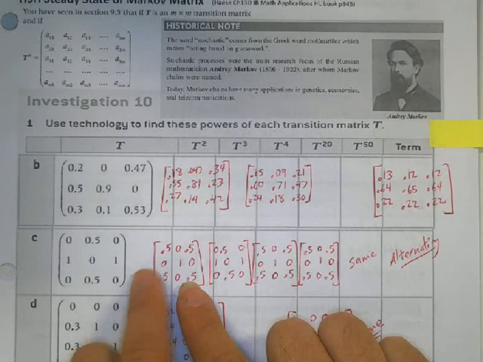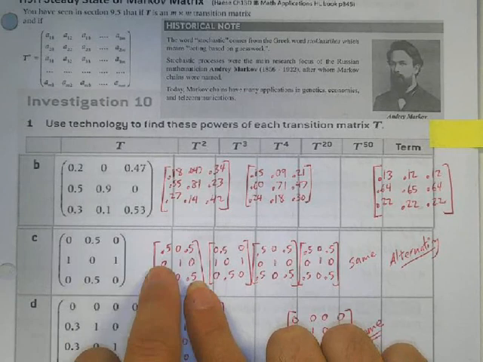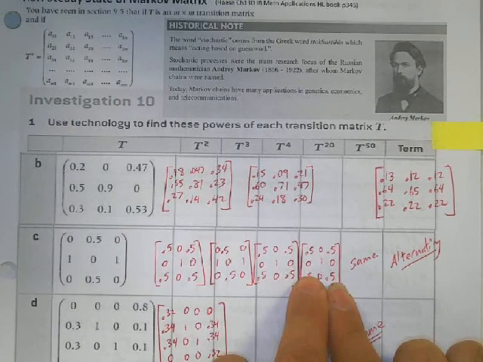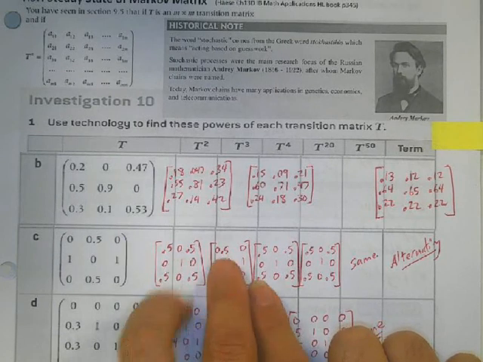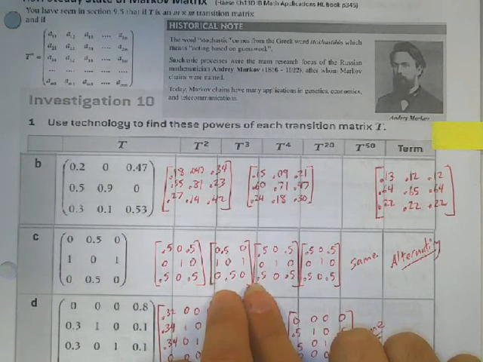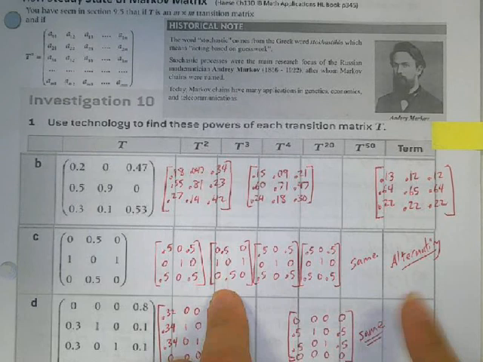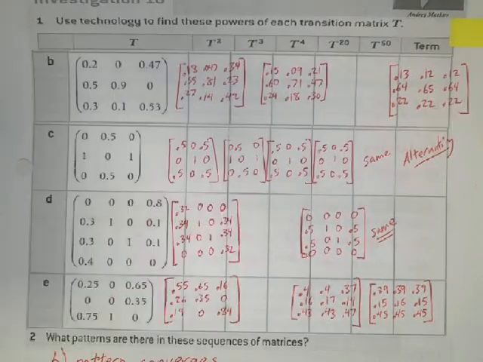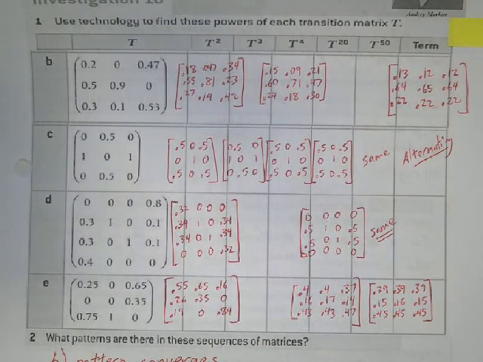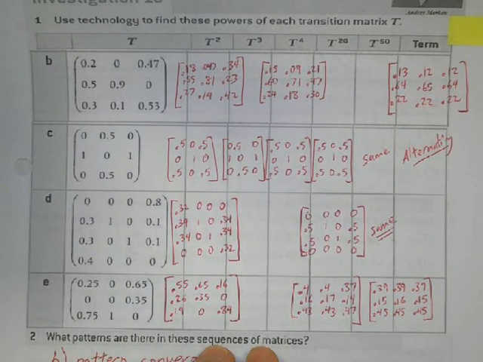Whenever I typed this into an even power, we got the same answers. But when I have it to an odd power, the zeros and the 0.5s and the 1s alternated. So that was just useful. That's called an alternating one. And then similar results with D and with E.